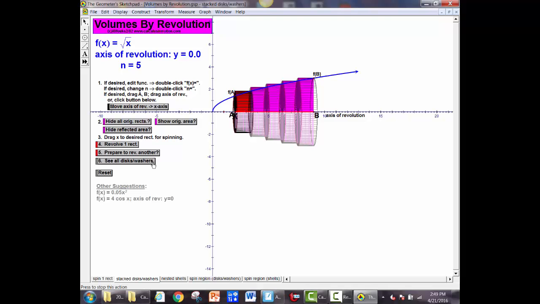Now, of course, they all have different volumes, but the point is this. If we add up the volumes of each one of these disks, which is basically a flat cylinder, then we'll get a good approximation. And of course, because it's an integral, it's going to be the exact value of the volume of the solid of revolution.